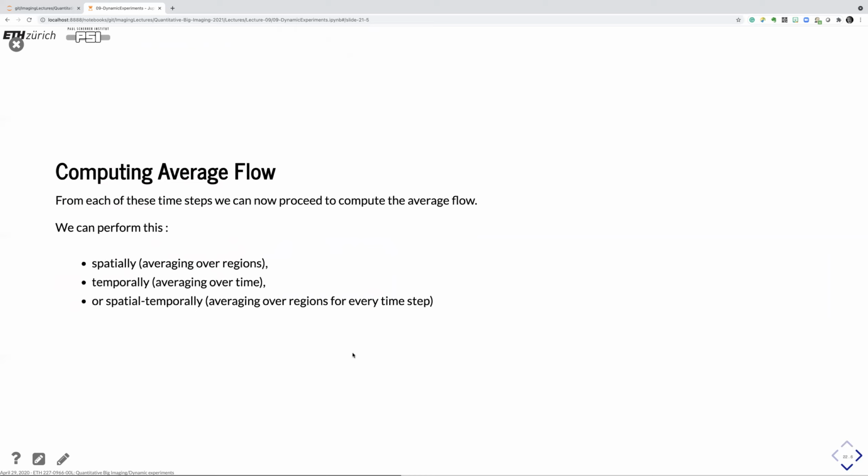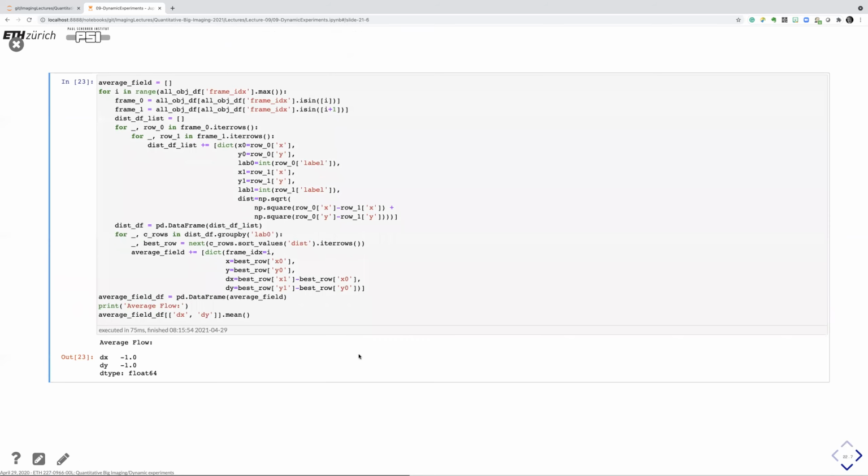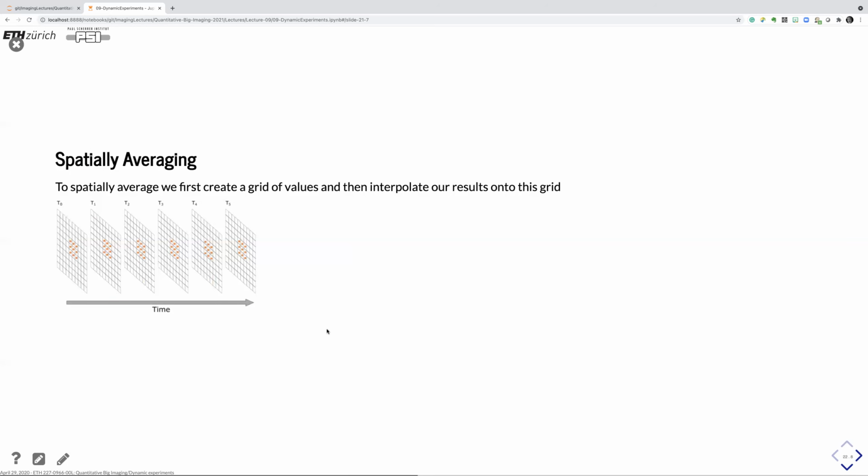Then we can also compute average flow, and there are different ways to do this. The average flow can be computed spatially, temporally, or spatiotemporally. The differences are, so that's just creating some data. It's a lot of loops to produce it. I'm not going into the details about it, but there is some motion in it.